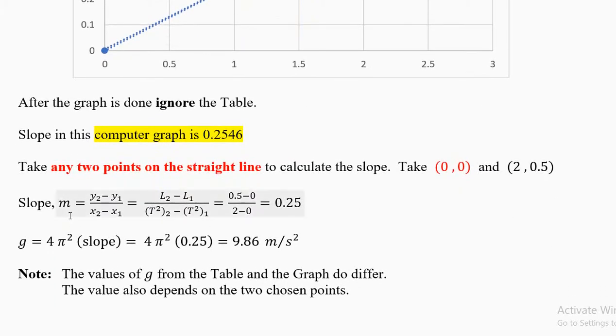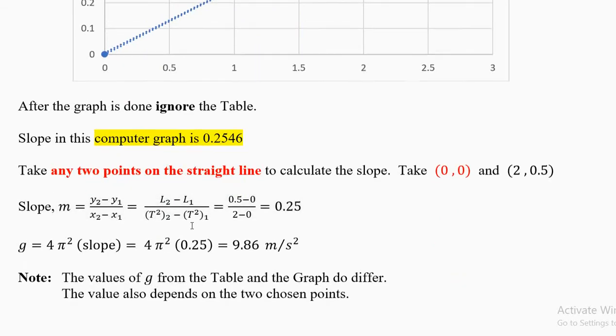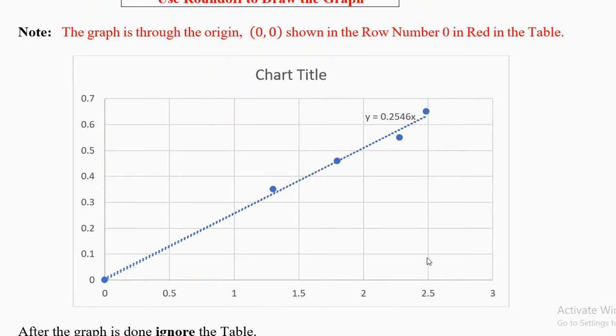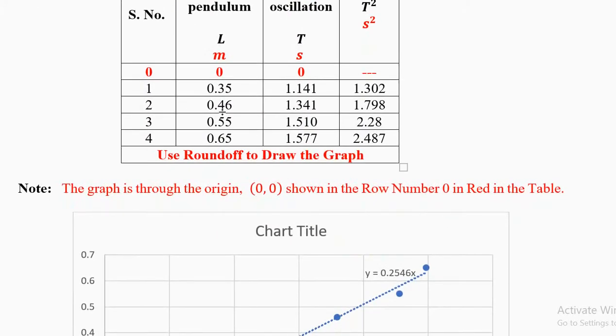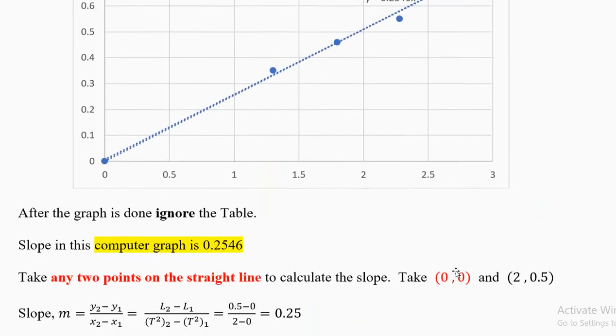So how much is the slope? Y2 minus y1 divided by x2 minus x1. L2 minus L1 divided by T2 square minus T1 square, because on this axis you have T square. The graph is between L and T square, not on the T. You can remove this column. You can directly write T square. This column and this column.